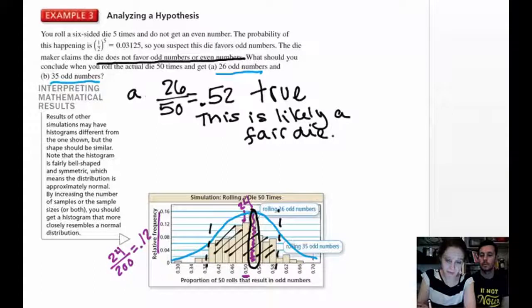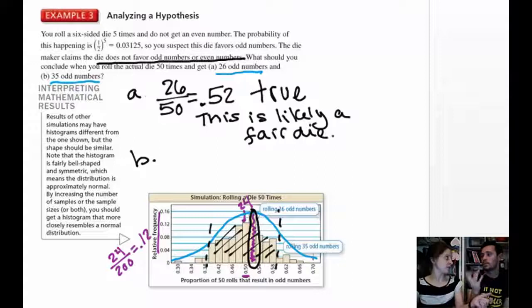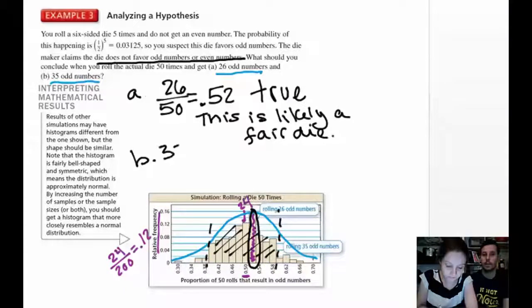But part B, now this is a separate die. So in part A, it was one of the manufacturer's dice. This first manufacturer's die is good, or we think it's good. It's likely that it's fair. Now we're testing their second die, and when we tested their second die, we rolled it 50 times and got 35 odd numbers. So what percentage is that of odd numbers? 35 out of 50 is 70%.